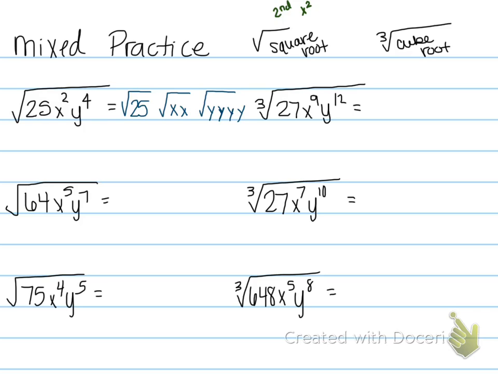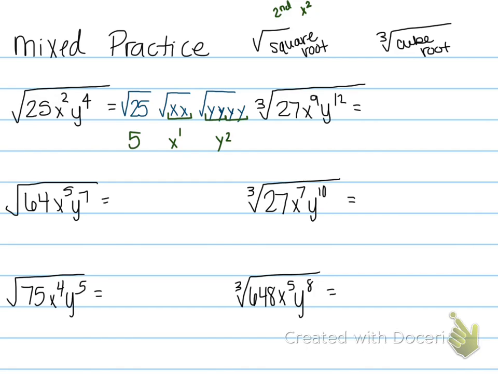So the square root of 25 in my calculator is 5. x squared: because I'm dealing with square roots, I'm going back to groups of 2. For the x's, I get one group with nothing left over. Let's move on to the y's. Groups of 2 again. For this, I get 2 groups. So I have y squared with nothing left over.